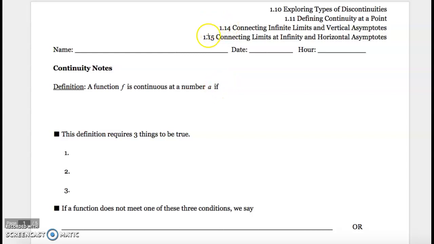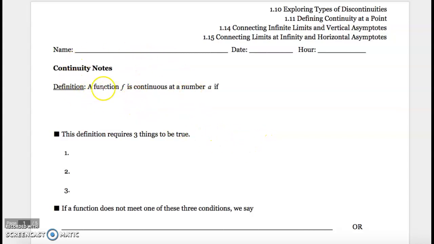Hey guys, today we are going to be looking at continuity. We're going to define what it means for a function to be continuous and then talk about the different types of discontinuities that can occur, and then how to identify those and justify those as well. So that's where we're starting off today.